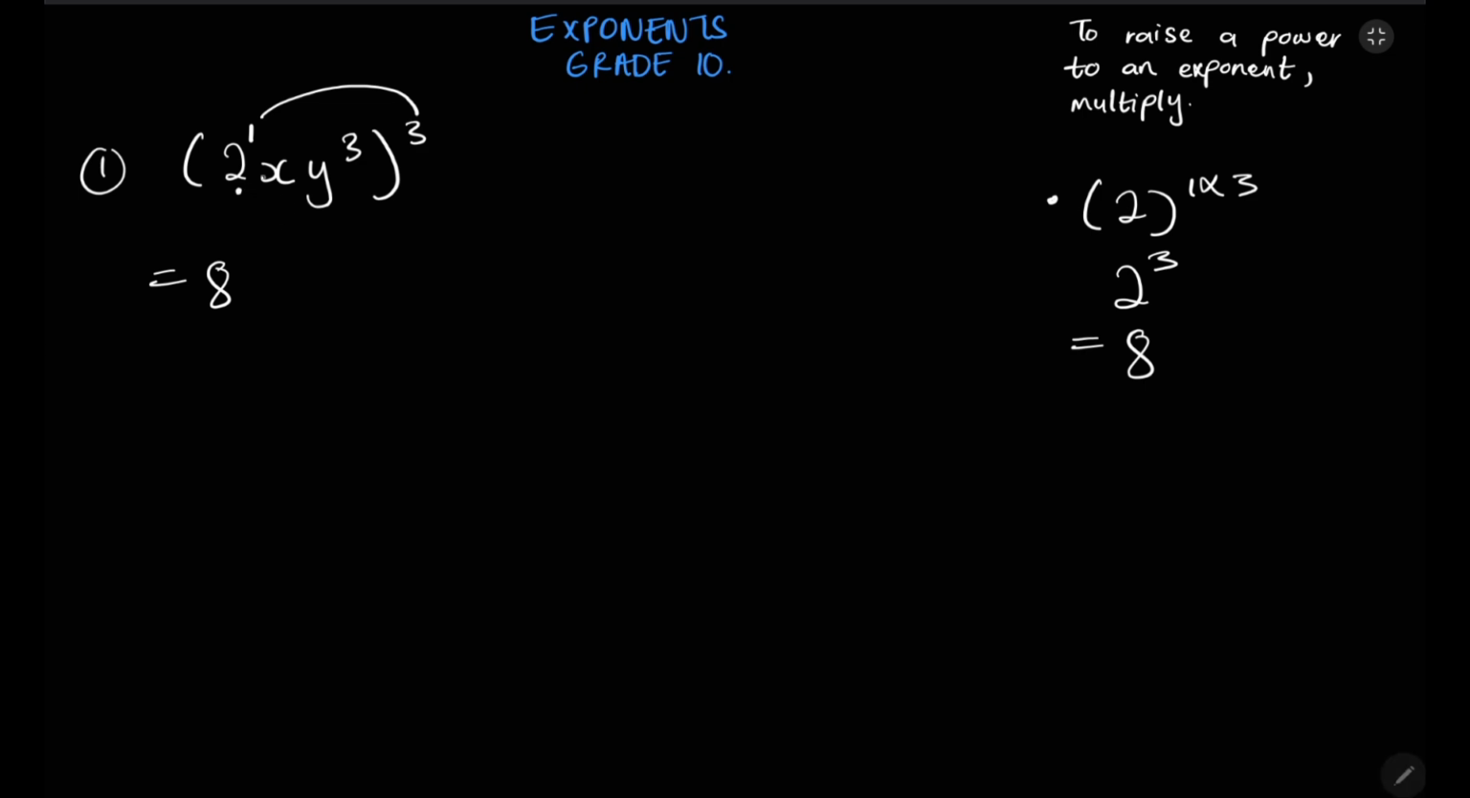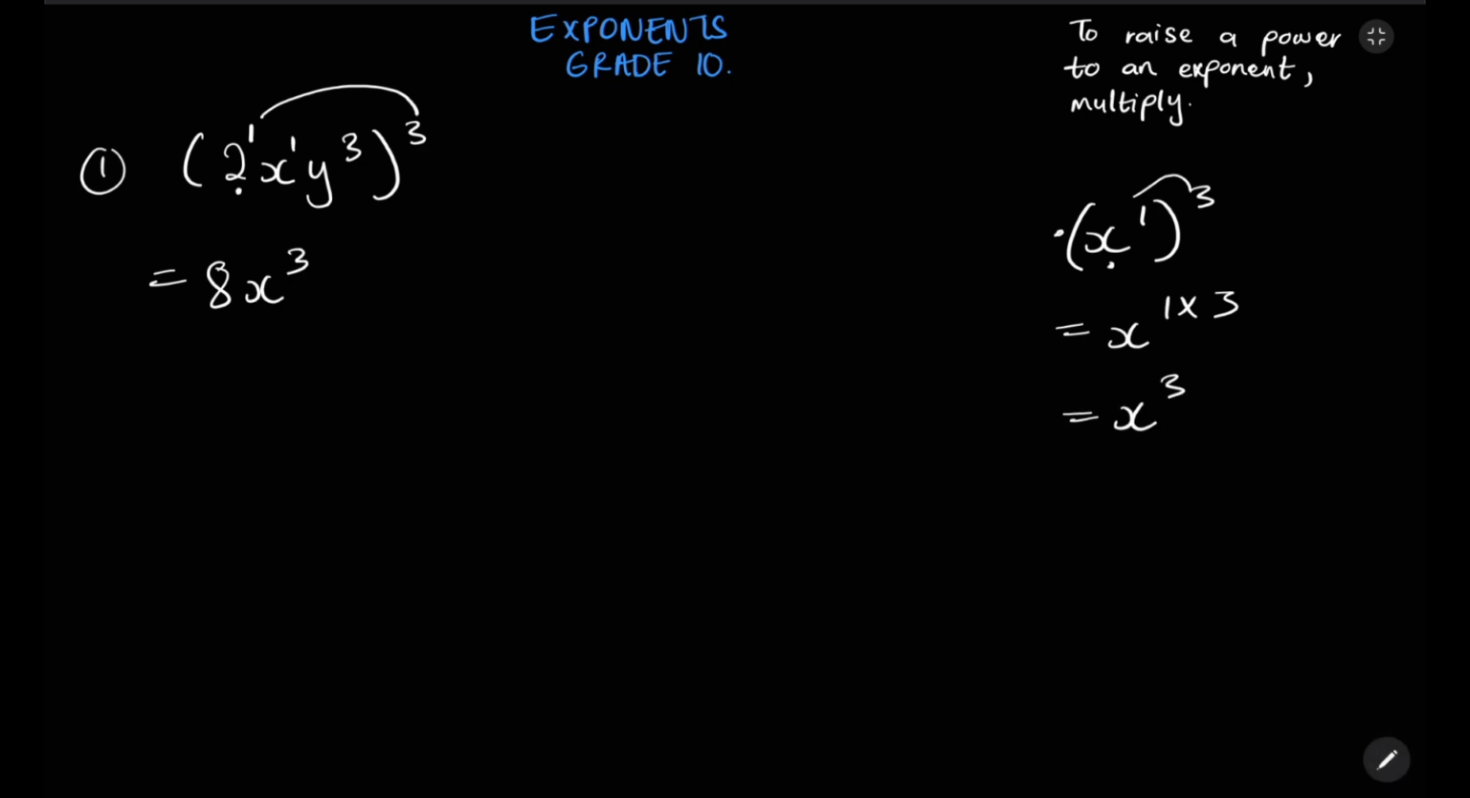Now we're done with the value or the coefficient. Let's move to our variables. What do we have here? We have x, which is basically x to the power 1. So let's say x to the power 1, to the power 3. You write down your base x, then 1 times 3, which is x to the power 3. So write down our x to the power 3 here.